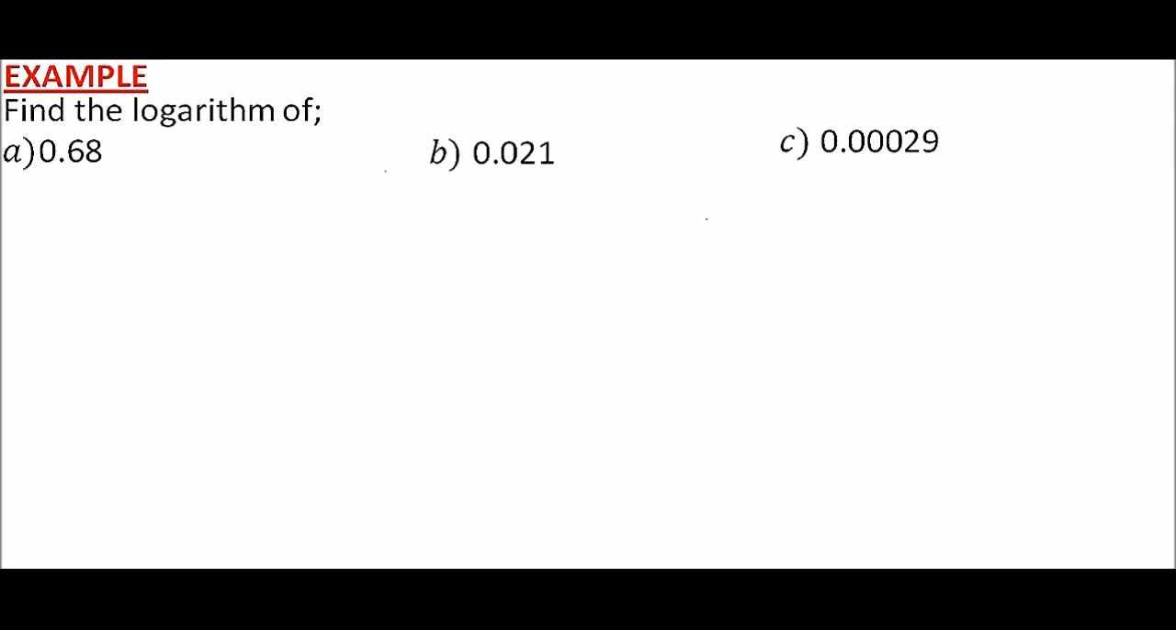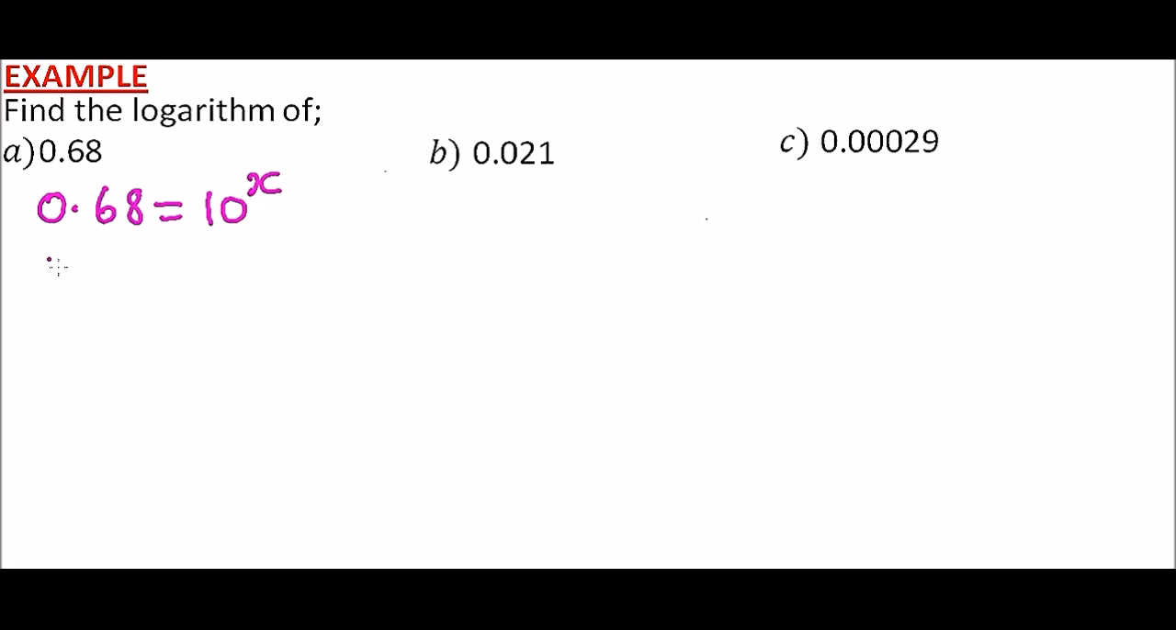In this example, we will find the logarithm of 0.68, part B 0.021, and part C 0.00029. So we start with A. What we need here is to express 0.68 to the powers of 10. So let's say 0.68 is equals to 10 to power x. So once we get x, we should be able to get the logarithm.